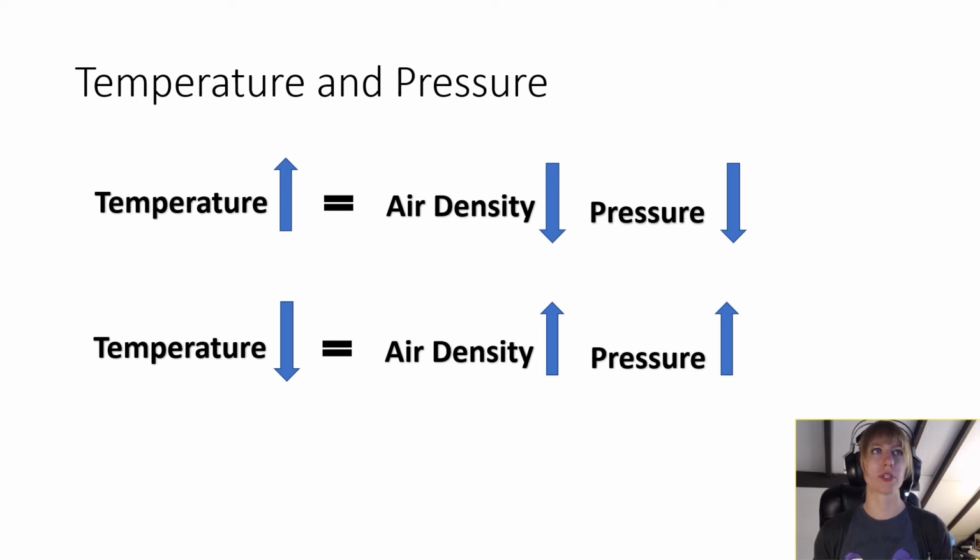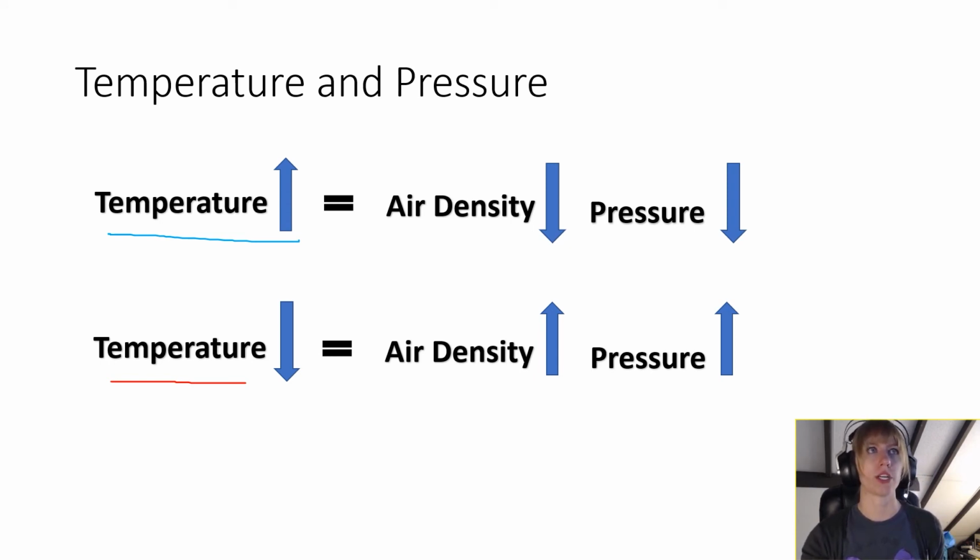So temperature and pressure causes changes. So when temperature increases, your air density decreases and your pressure decreases. But when temperature decreases, everything else goes up. And this has to do with counterbalanced changing the volume of air.